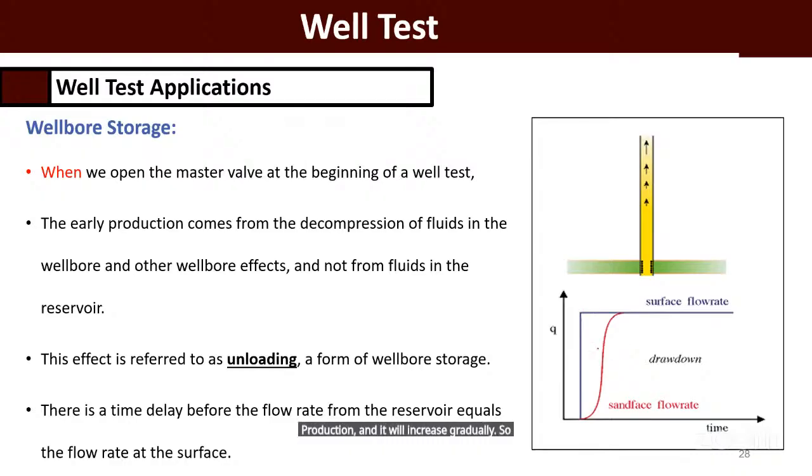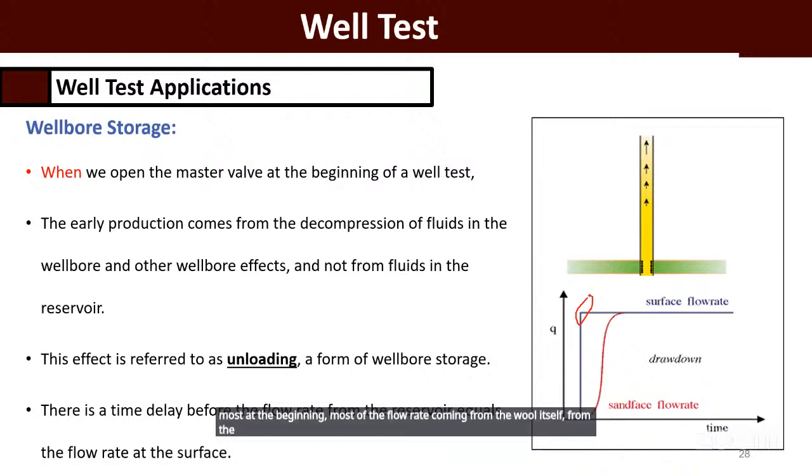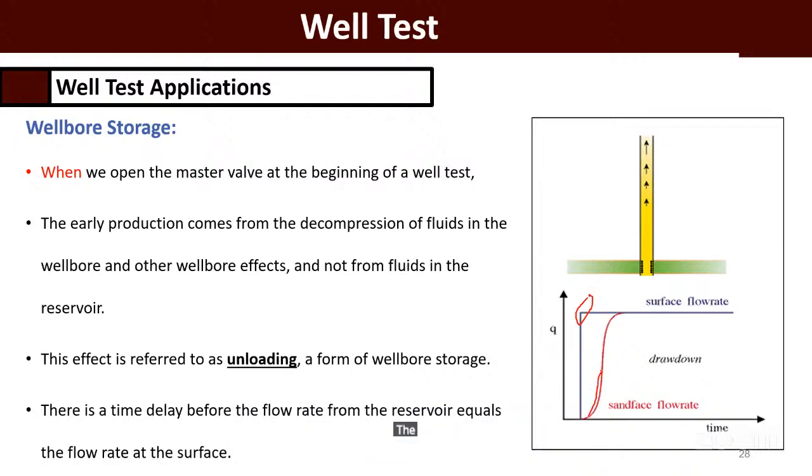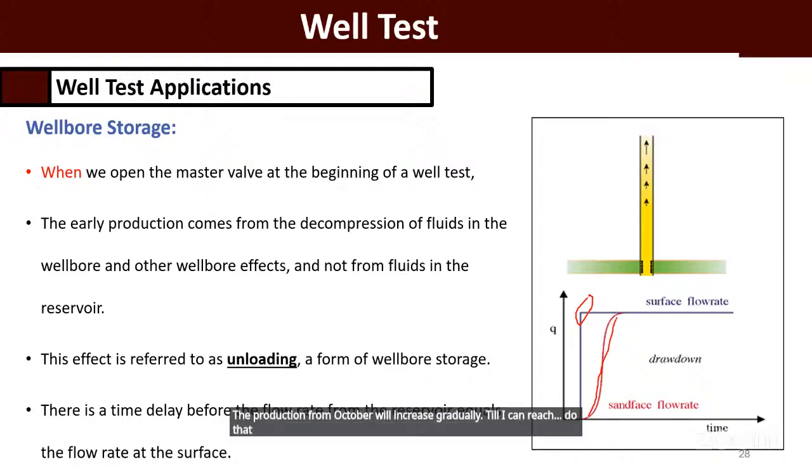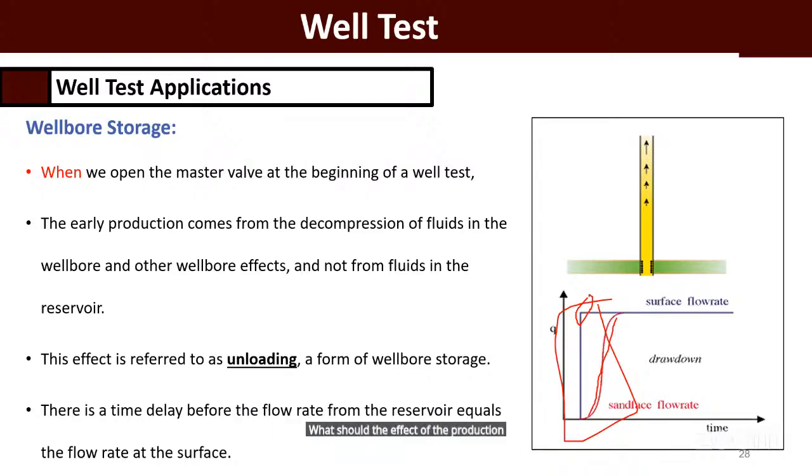So this is the surface flow rate. At the beginning, most of the flow rate comes from the wellbore itself, from the fluid itself. Then the production from the reservoir will increase gradually until I reach the stage where the production in front of the perforations is similar to the surface production. This period is represented by the wellbore storage, which is the effect of the production of the column of fluid after opening the well after the shut-in period.